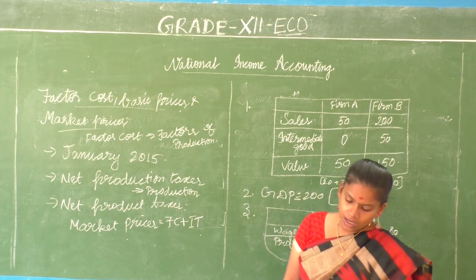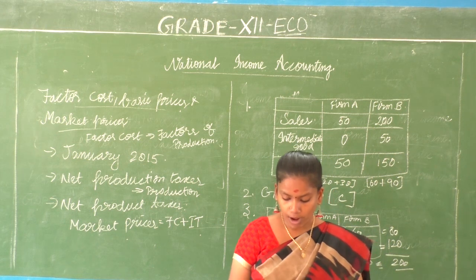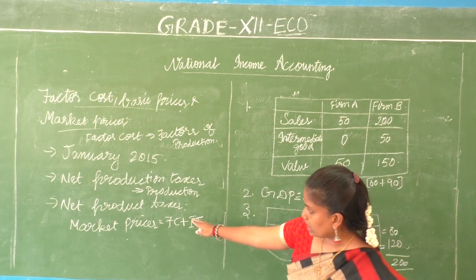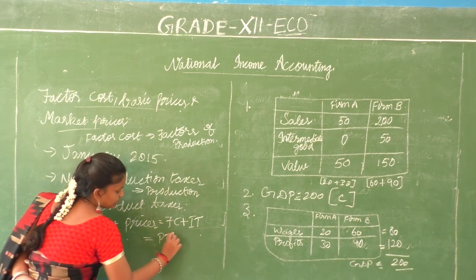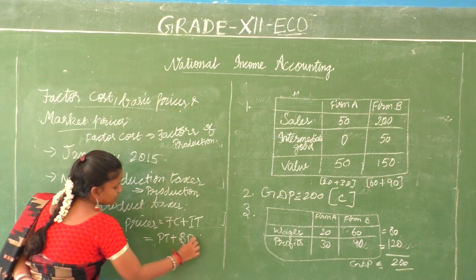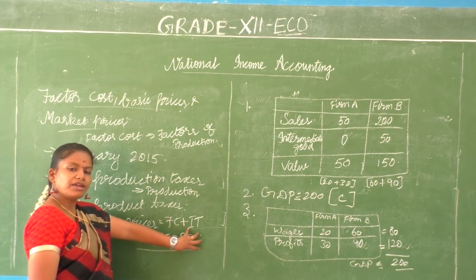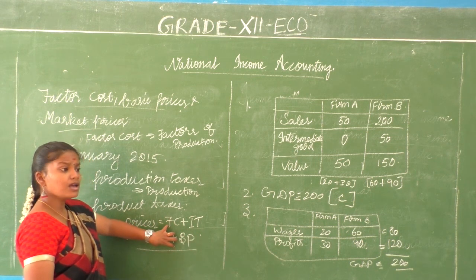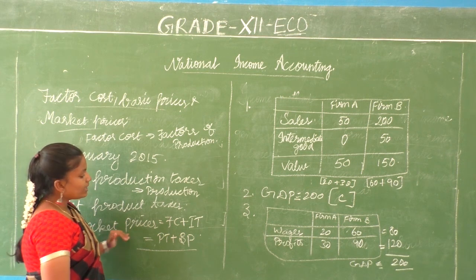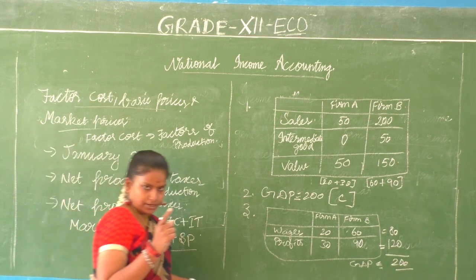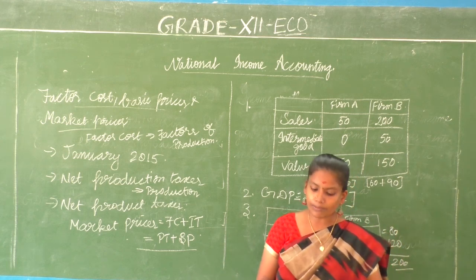Clear, children? What else? Therefore, in order to arrive at market price, what you have to do? We have to add product taxes to the basic prices. Product taxes added to the basic prices will get you the market price. A product is made for 20 rupees, but the taxes come up to 5 rupees, then the market price becomes 25 rupees. Whereas what you pay for the factors of production is different. What is the surplus called? Sometimes if you get more than what is paid for tax, it is called a profit.